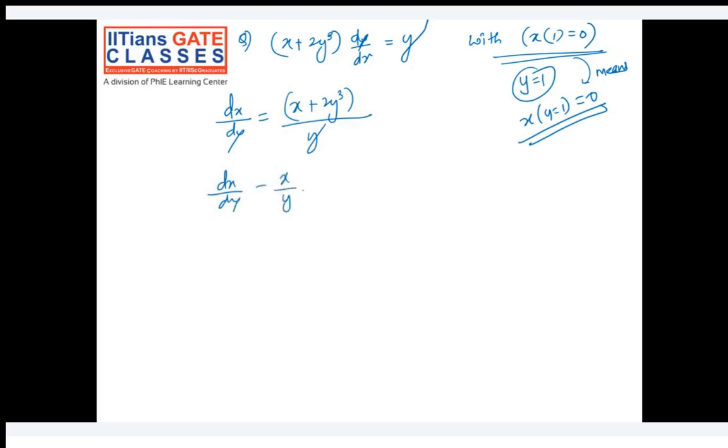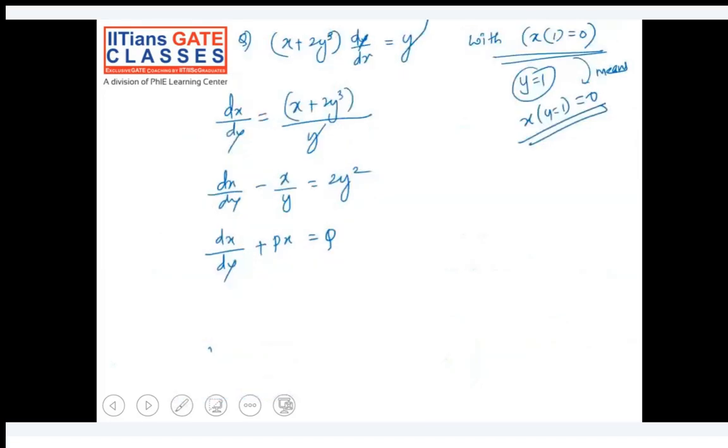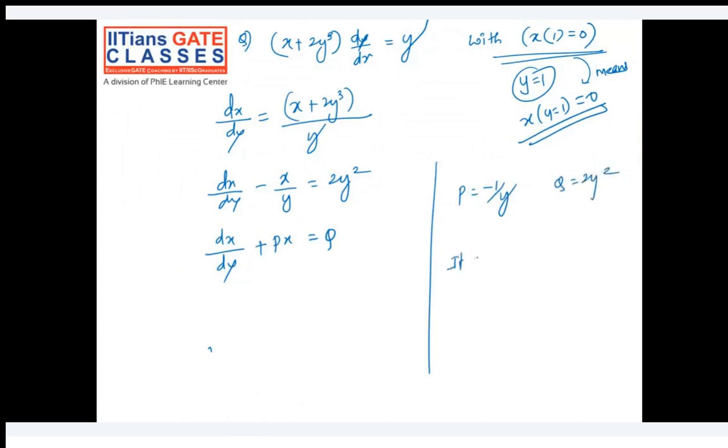Is it the same as dx by dy plus px equal to q? Okay, I'll go to the previous slide. It is type 2, that is, a linear differential equation in x. So p here is minus 1 upon y, and q here is 2y square. What is the integrating factor? E to the power integration of minus 1 upon y dy. So that is e to the power minus log y, which is equal to y raised to the minus 1, that is 1 upon y.